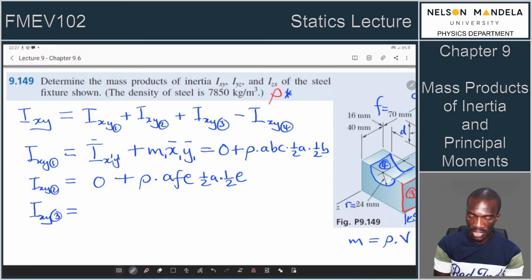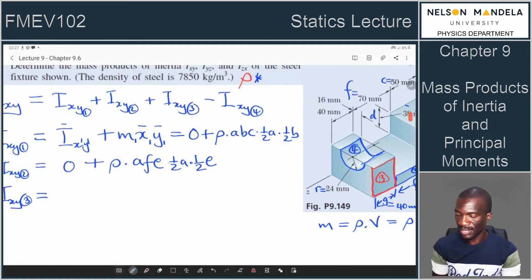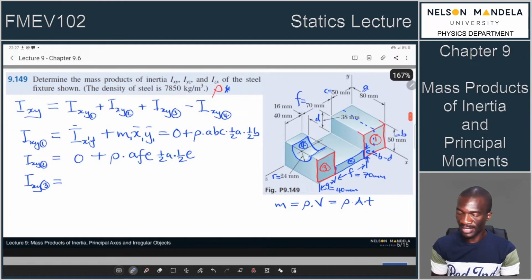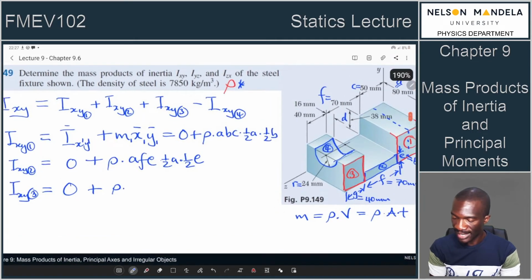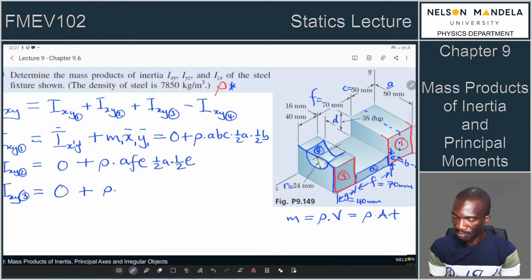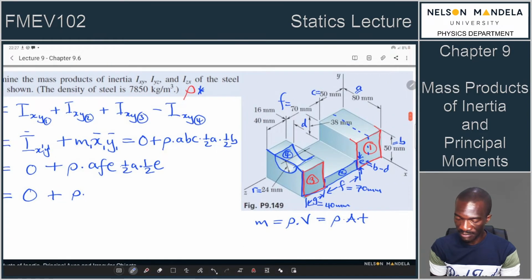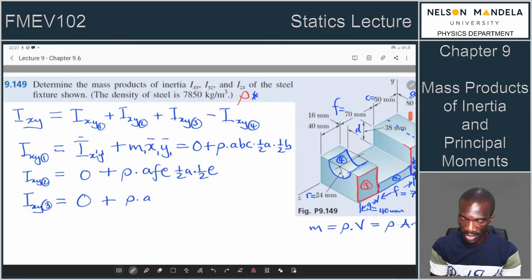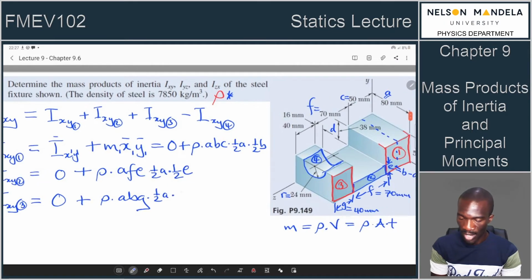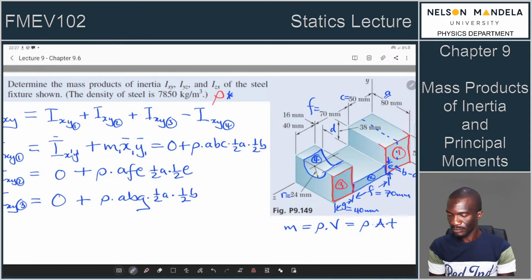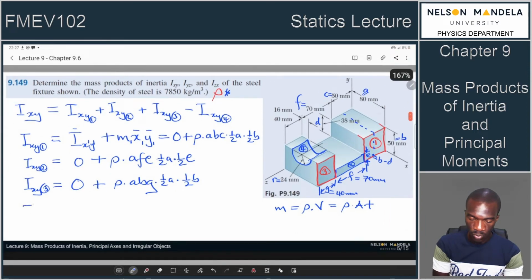How about region 3, object 3? It's another rectangular prism, so we can see symmetry there, plus rho multiplied by what? Obviously A multiplied by B multiplied by G, ABG. What is its x centroidal? It's still half of A. What is its y centroidal? It's half of B.